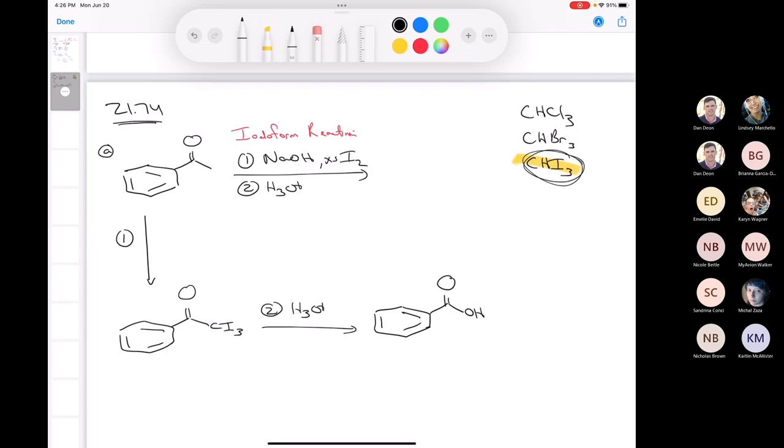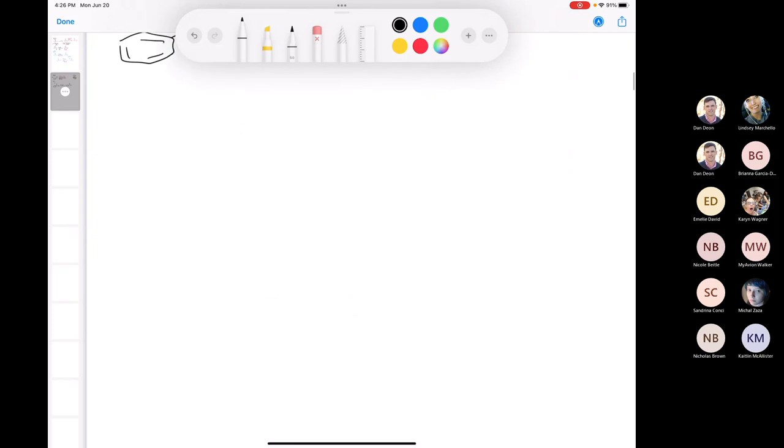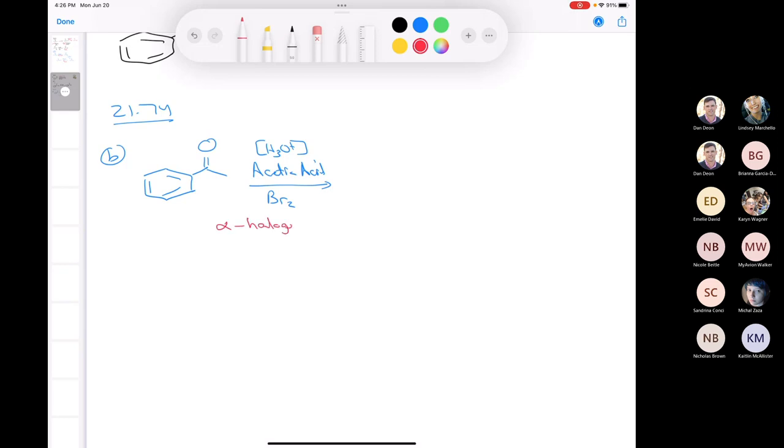The next one is dealing with alpha halogenation. So it says, what would happen if you took acetophenone and then you were to treat that with acetic acid and bromine. Acetic acid is just a carboxylic acid. It's a weak acid, an organic acid. So that would be the same thing as just using a catalytic amount of acid. And these are the conditions that we need for alpha halogenation.